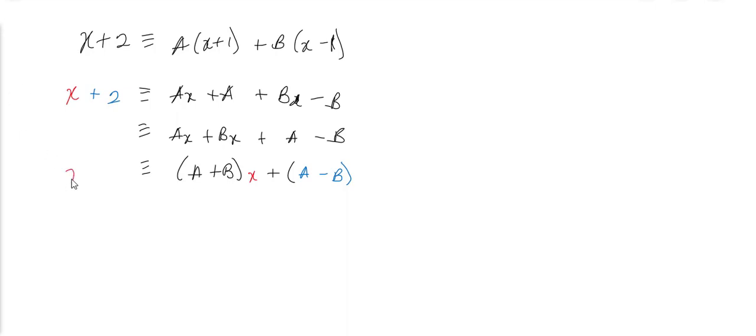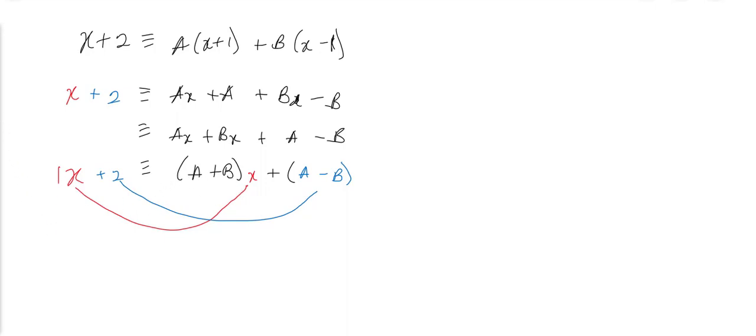If I write my left hand side, it is x plus 2. Now we're going to compare x to x, and the terms without x to the constant term. In this case, you can see that there is x, but the coefficient of this x is 1, and there is a constant. So I match the 2 to the a minus b and match the a plus b to 1.